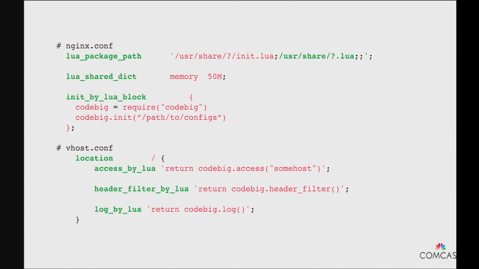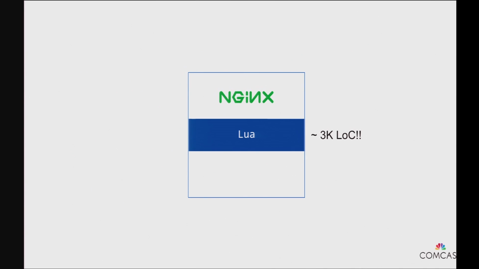Then for each individual virtual host, for each endpoint basically, we call those individual phases. We say codebig access this host and header filter and log. So there's a nice tie between what's written in the config file and our code. And the best part about this is about 3,000 lines of code total in all of codebig.